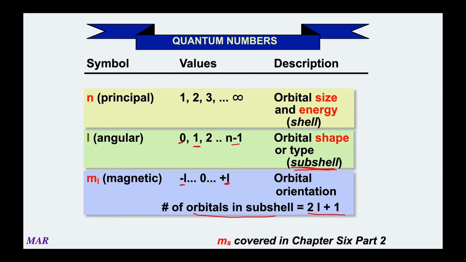So just a second ago, when l equals 1, I said there was m sub l of negative 1, 0, and plus 1, 3 values. Well, 2 times l plus 1, 2 times 1 plus 1, 3 orbitals. That's a quick way to get the number of orbitals when you know the l. But if nothing else right now, do realize that m sub l depends on l. If you don't know l, you can't really know m sub l. And l also depends on n. If you don't know n, it's hard to know what l is. You can make some kind of blanket statements, but it's hard to know. And again, m sub s, which is the fourth one, we're going to look at in the next section.